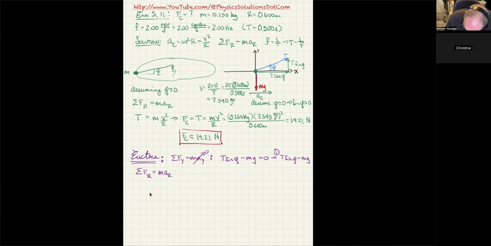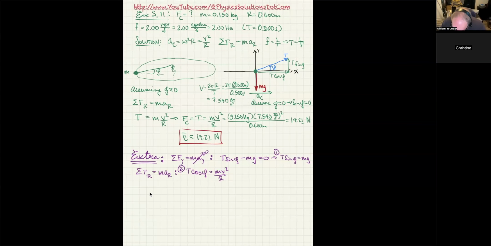And we know exactly what the acceleration is. We've calculated that and everything. So now we just have to realize the only force acting here in the x direction is T cosine phi. So I've got T cosine phi is equal to m v squared over r. That's going to be equation two there.